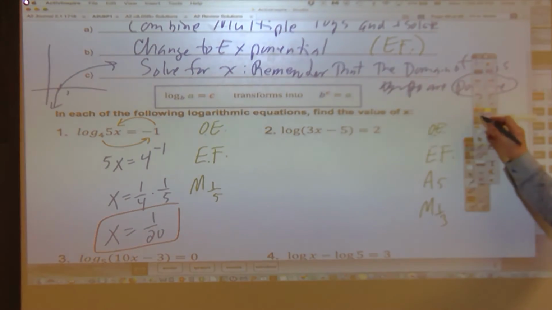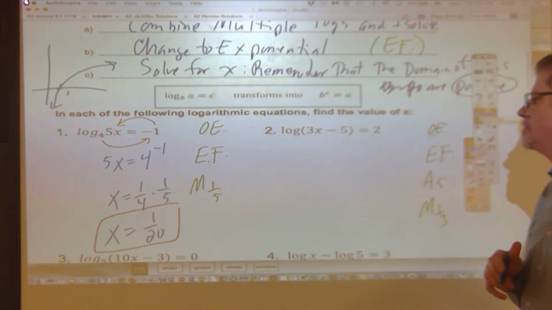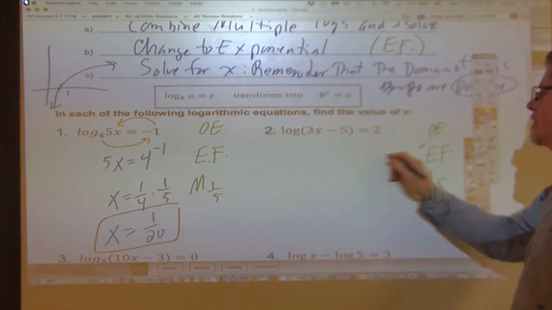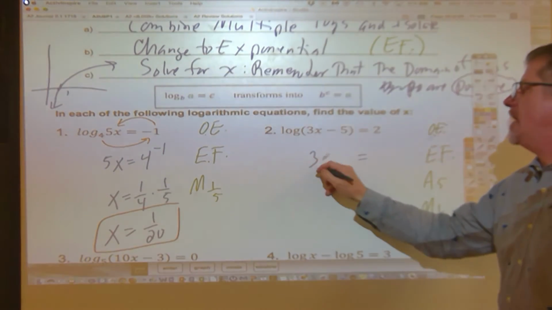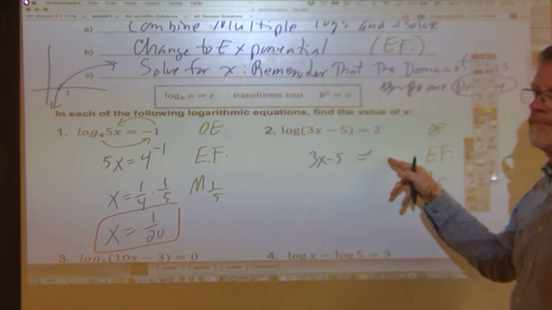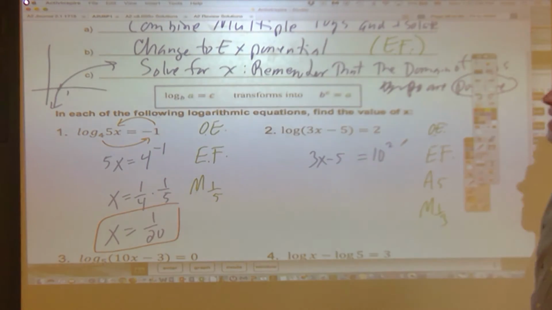All right, so Jay, what did you get for exponent form on this one? I got 3x is equal to 25. You know, let's write this as 3x minus 5 is equal to, and then what goes over here? 20. No, it's 10 squared, which is 100. Oh. So you gotta watch out.